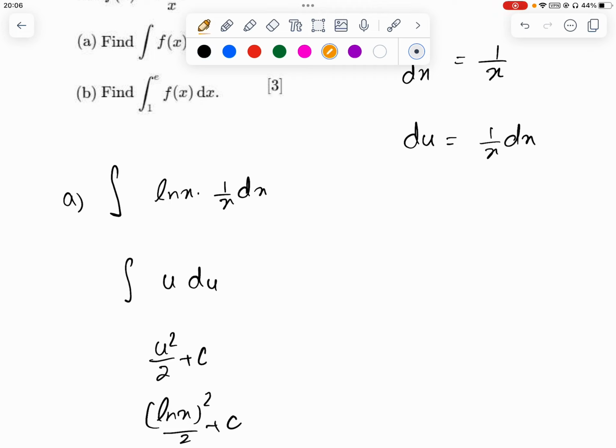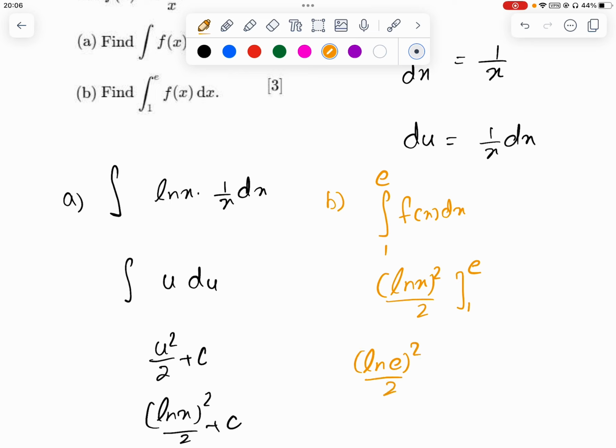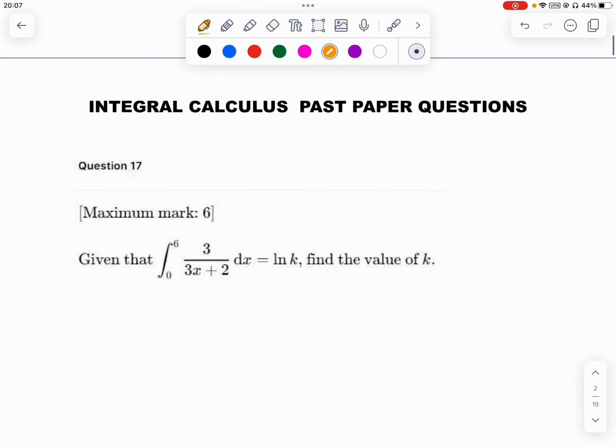That is part A. Coming to part B, integral of the same f of x dx from the limits 1 to e. So we got that it was ln x whole square upon 2 from 1 to e. So what does it become? ln e whole square upon 2 minus ln 1 whole square upon 2. ln e is 1, so 1 upon 2, and ln 1 is 0 upon 2. So the answer is going to be 1 upon 2. That is question number 16.